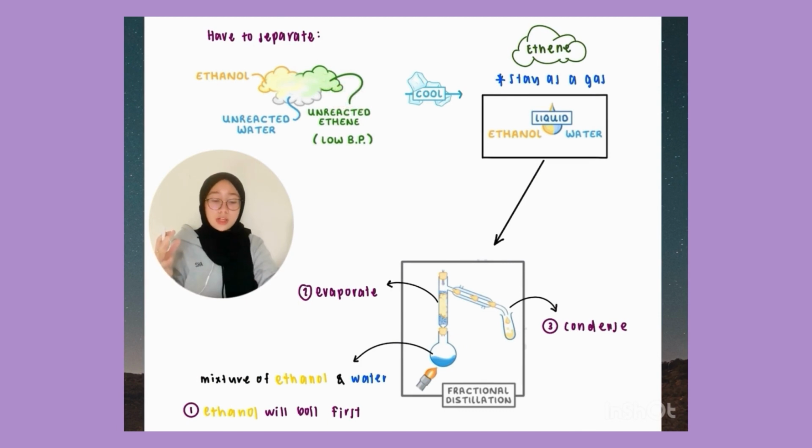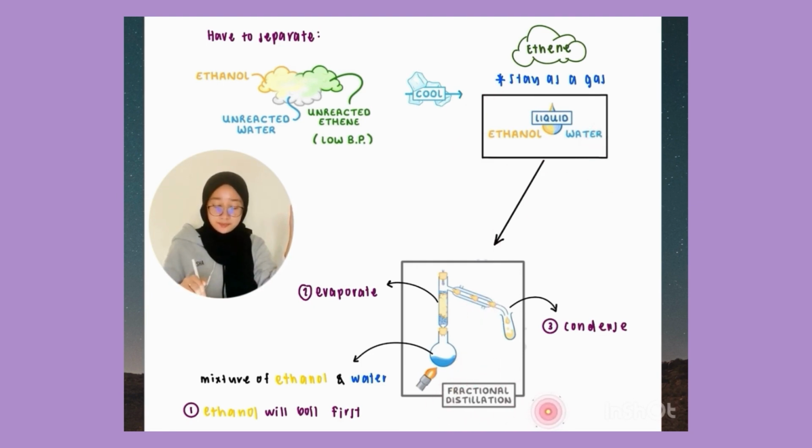So how do we separate and get only ethanol? Firstly, we need to cool it down. When we cool it down, the ethene will stay as a gas because it has a lower boiling point. And the ethanol and unreacted water here will form a liquid. So for this liquid, we need to perform another process named fractional distillation.